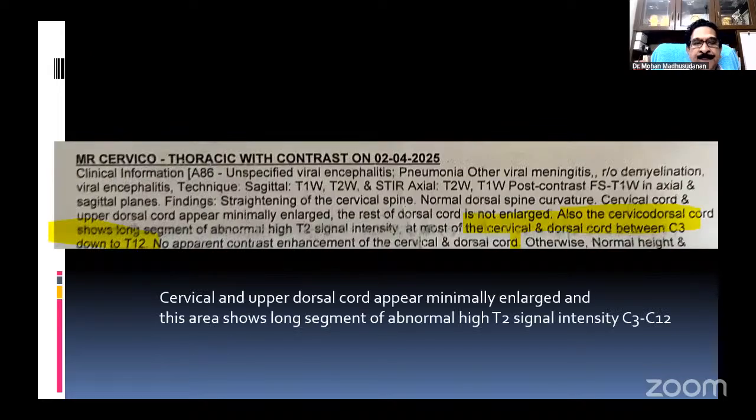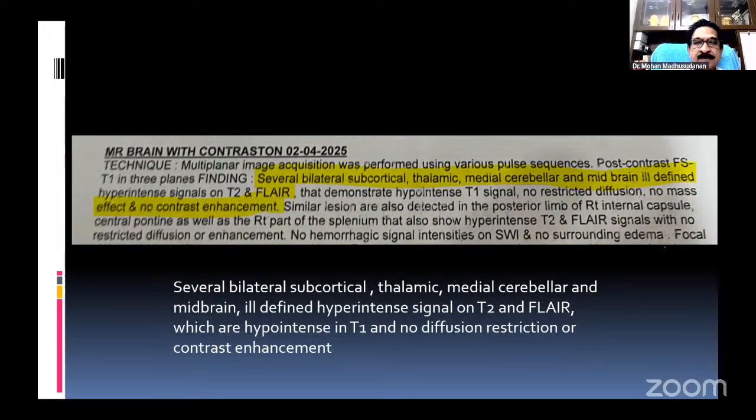Their report: cervical and upper dorsal cord appear minimally enlarged, and this area shows long segment abnormal high intensity, spanning from C3 to D12. Sorry, D12, not C12, it's wrongly spelled. Then in the brain, several bilateral subcortical, thalamic, medial cerebellar, midbrain ill-defined hyperintense signals on T2 and FLAIR, which are hypointense in T1, with no diffusion restriction and no contrast enhancement.